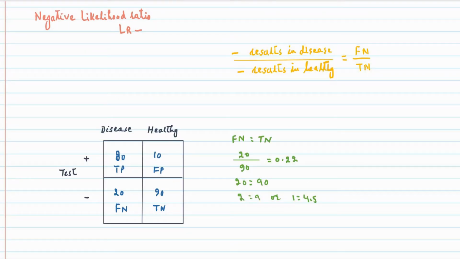Similarly, if the test result is negative, we can calculate the negative likelihood ratio by dividing negative results in disease by negative results in healthy. That will be equal to false negative results divided by true negative results. And in this case, we can see that the negative likelihood ratio is 0.2, or 2:9, or 1:4.5. This means with this test, a negative test result is 4.5 times more likely to be found in a person who is healthy. Or a negative result is 4.5 times less likely to be found in a person who has disease.